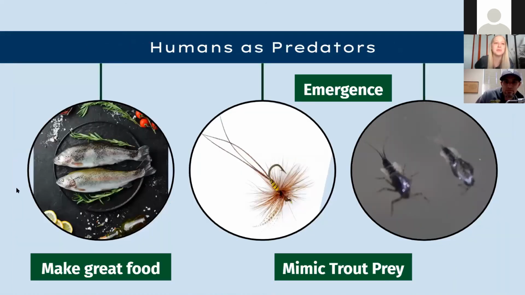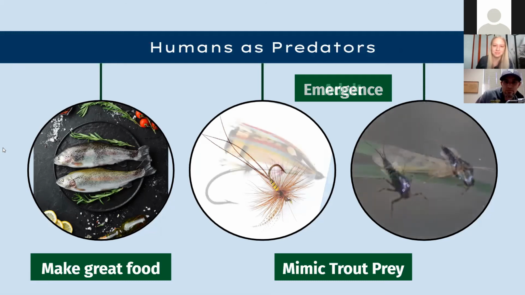Now, humans are definitely predators, and we're very smart predators. We can plan, we can think, we can make connections, and because of this, we've been able to mimic trout prey. So here we have an example of our mayfly going through emergence, and a fly that looks very similar to that. So our fly looks very similar to an emerging mayfly.